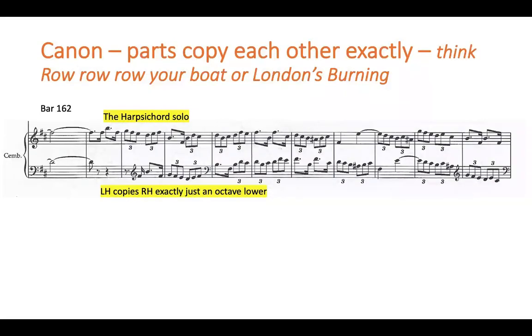If we were in class, we would do a whole class little canon of London's Burning, but we're not. So in the harpsichord solo, this happens. Now the harpsichord solo is basically the right hand starts the tune that he's going to play, and then the left hand copies the right hand exactly, note for note, a few beats after, and just an octave lower. So only 8 notes lower.